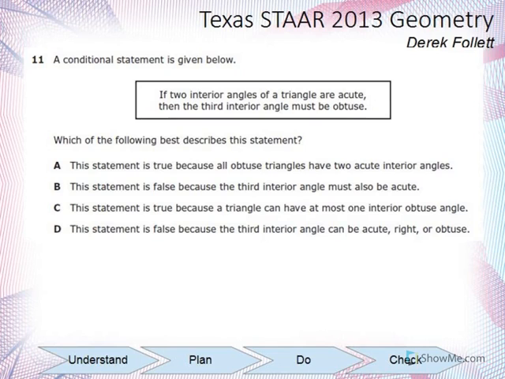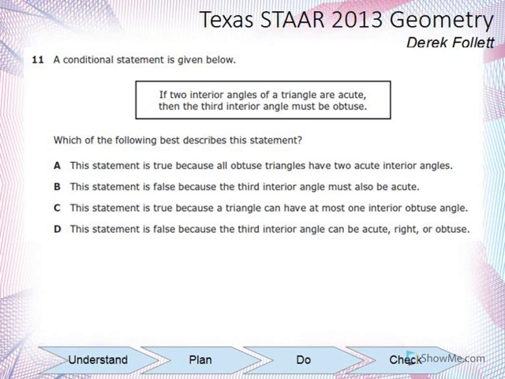This is the Texas STAAR 2013 geometry test, and this is question number 11. It says, a conditional statement is given below. If two interior angles of a triangle are acute, then the third interior angle must be obtuse. Which of the following best describes this statement?